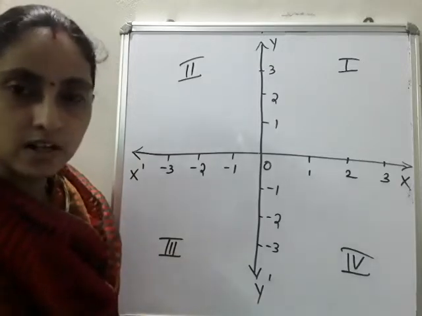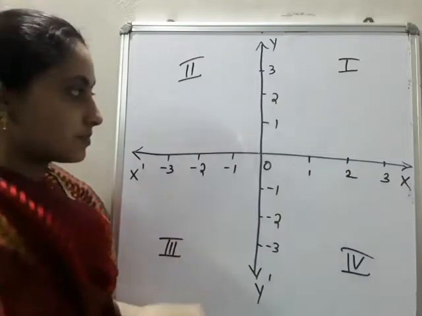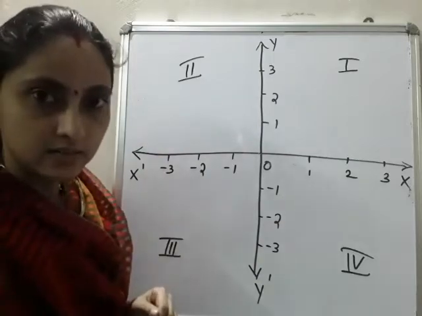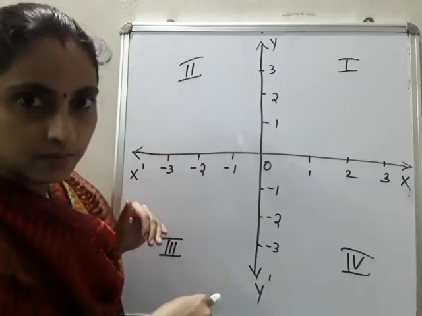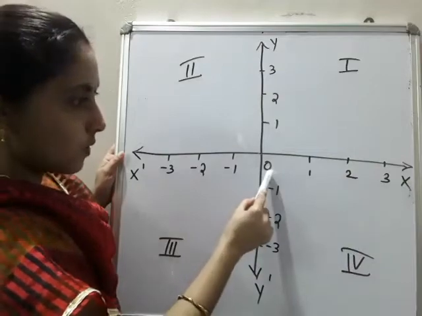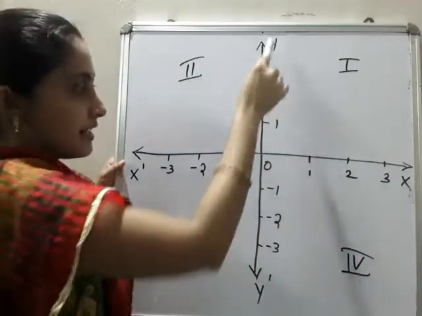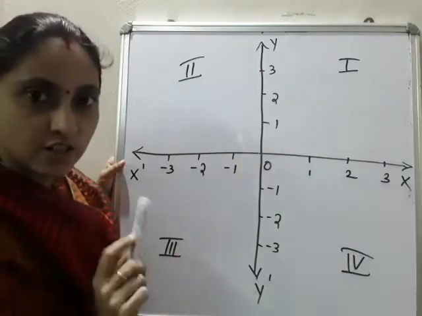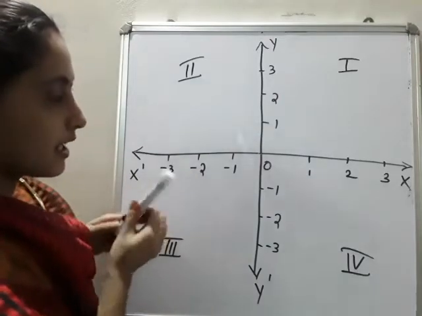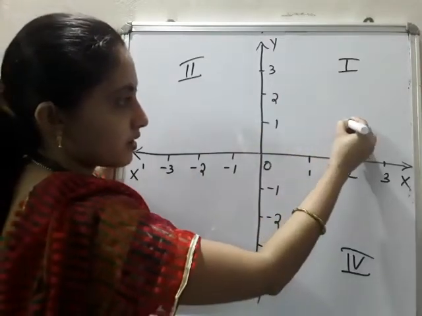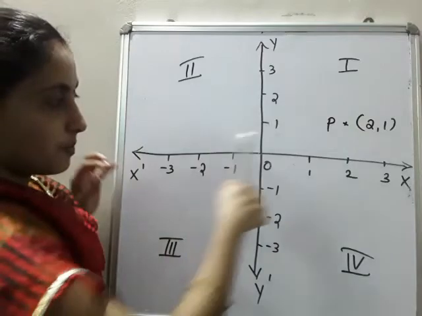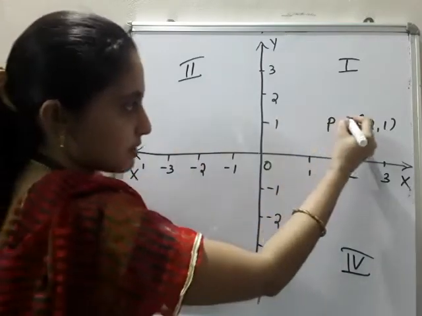Take your notebook now and draw the Cartesian plane like this. Mark it as X dash O X and Y dash O Y. You have to mention this in your notebook. There is the first quadrant, second, third and fourth. Also mark one point, (2, 1), because I will explain with this example. Mark this point as P.